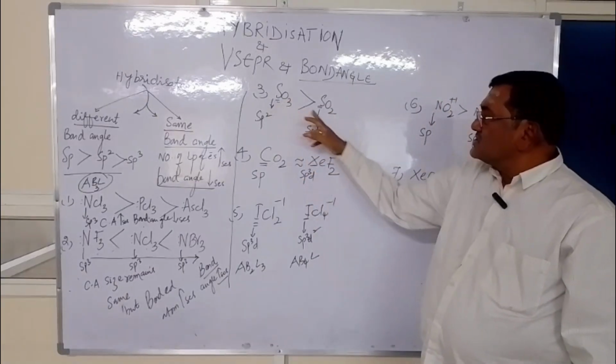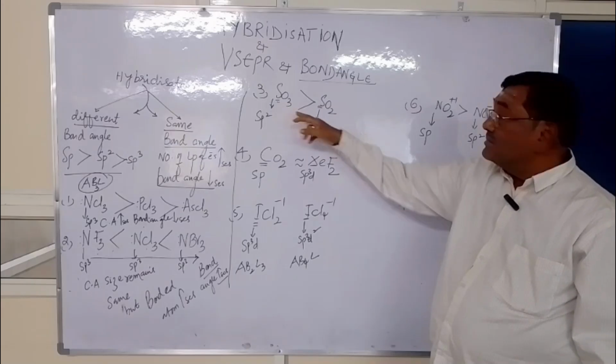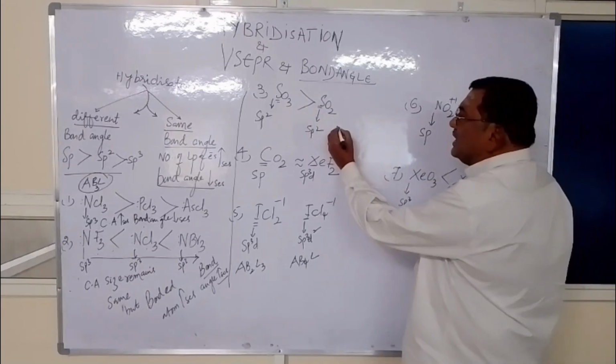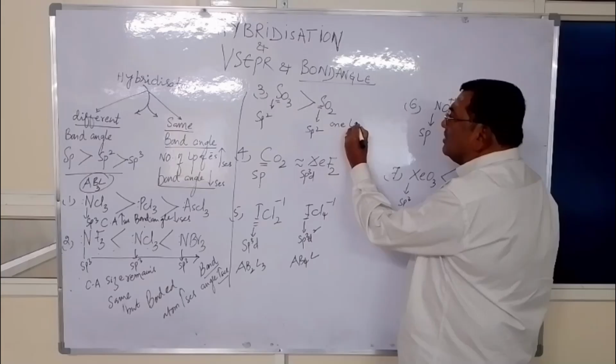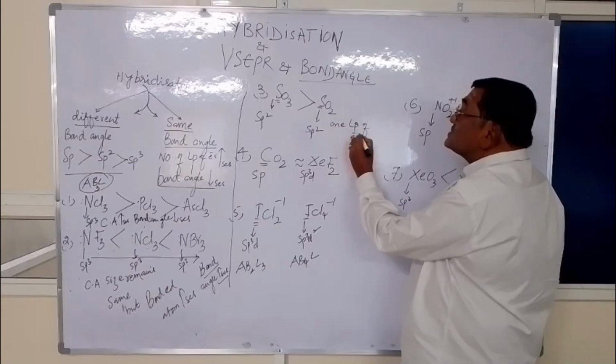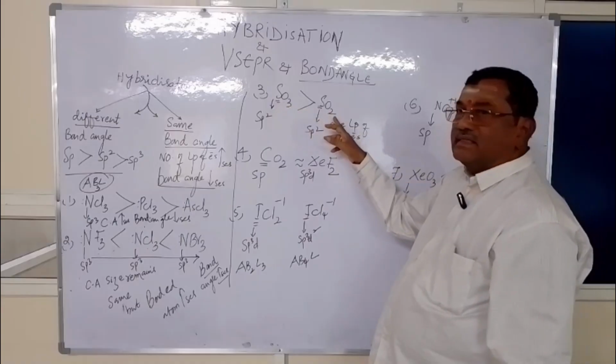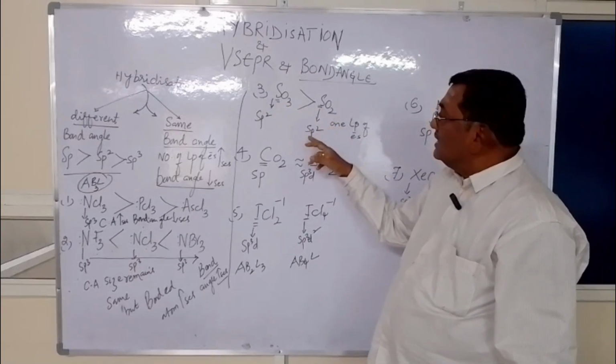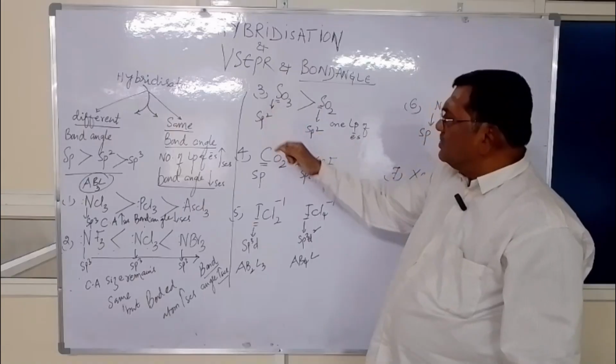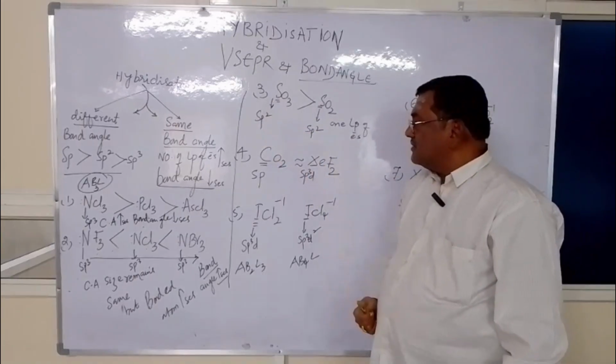See, the hybridization on the central atom is going to remain the same. But SO2 is going to have one lone pair of electrons, so the SO3 bond angle is going to be greater than that of SO2. Because SO3 does not have any lone pairs, but the hybridization remains the same.